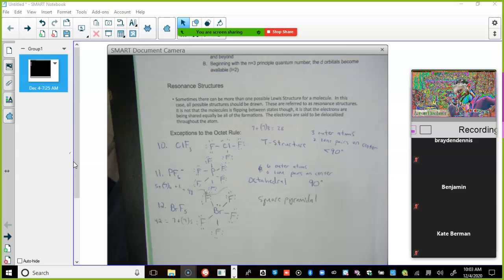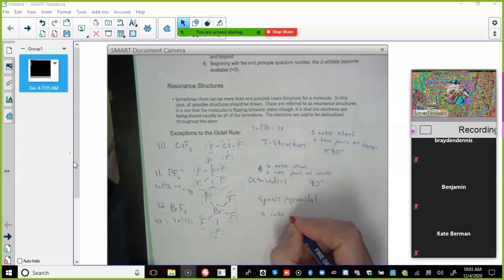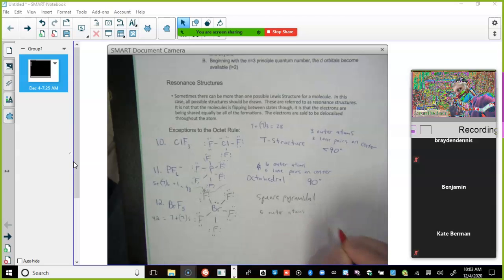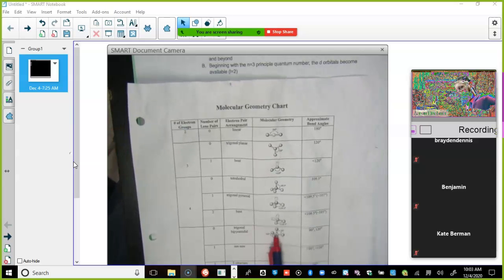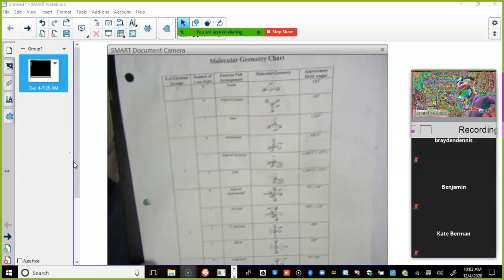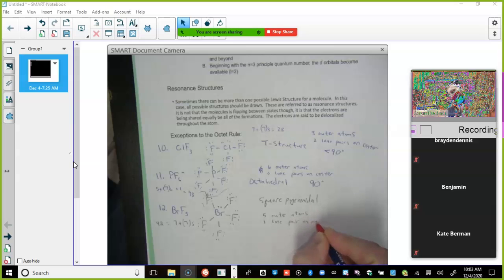Alright, and basically you've got 5 outer atoms. Is there any other one that has 5 outer atoms? There is one actually. Trigonal bipyramidal. So the difference is no lone pairs versus a lone pair. So this is going to have 1 lone pair on the center atom.